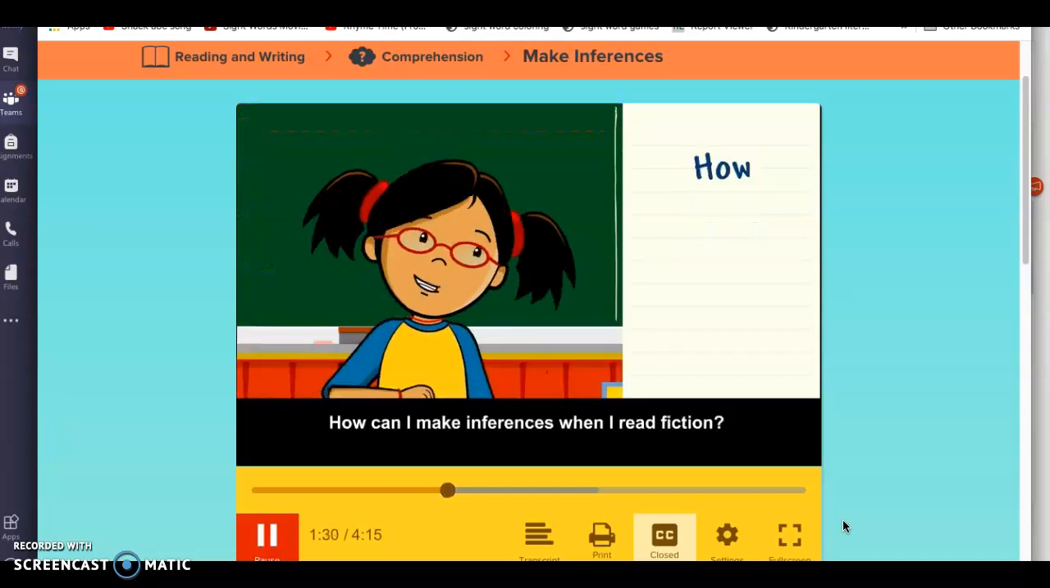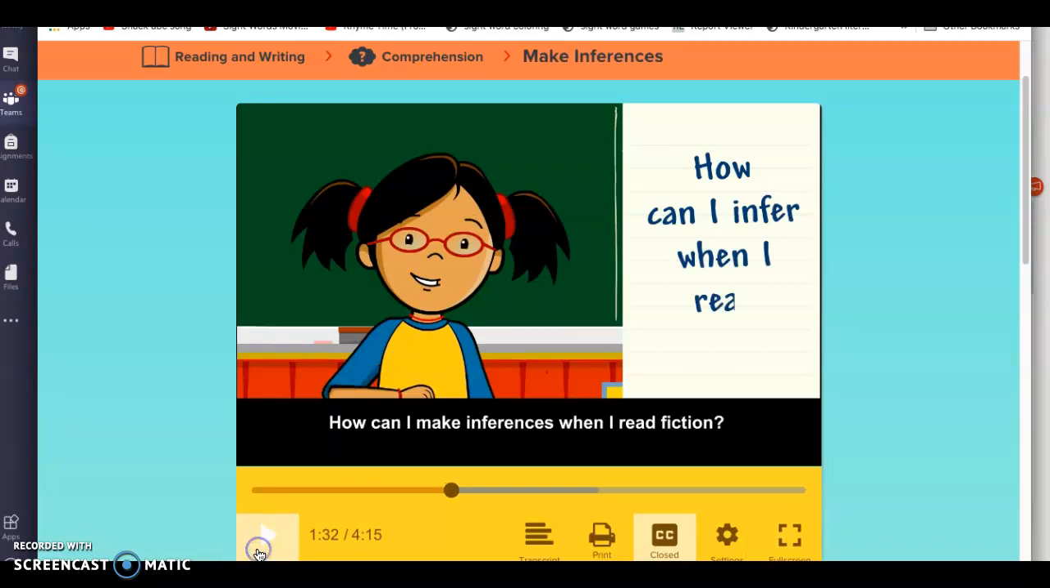How can I make inferences when I read fiction? So take a second to think about that. How can you make inferences when you read fiction? Now remember, fiction is a text that is fake. That's how I always remember it. Fiction and fake, they both start with F. So fiction is a story that is not real. How could you make an inference in a fiction text?